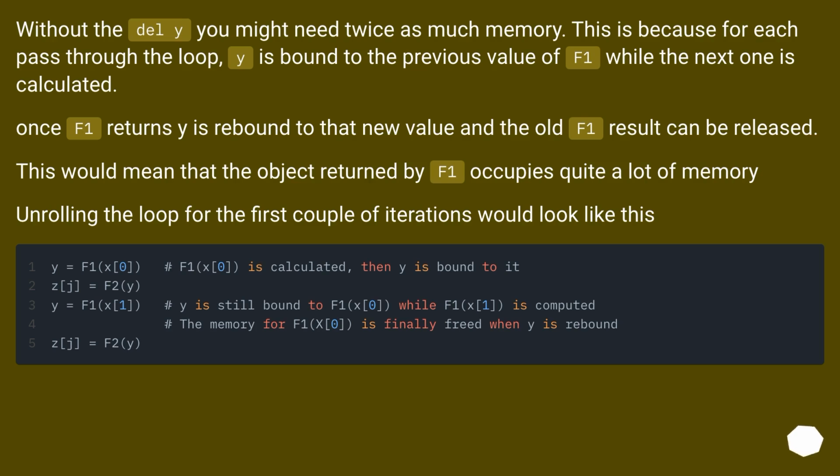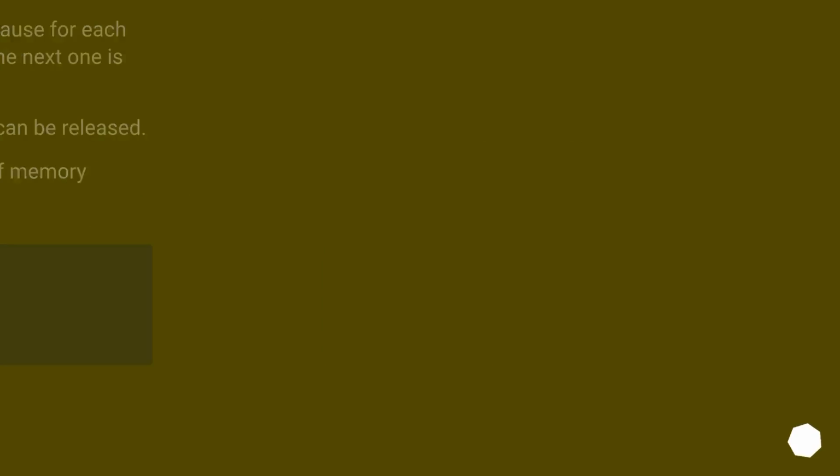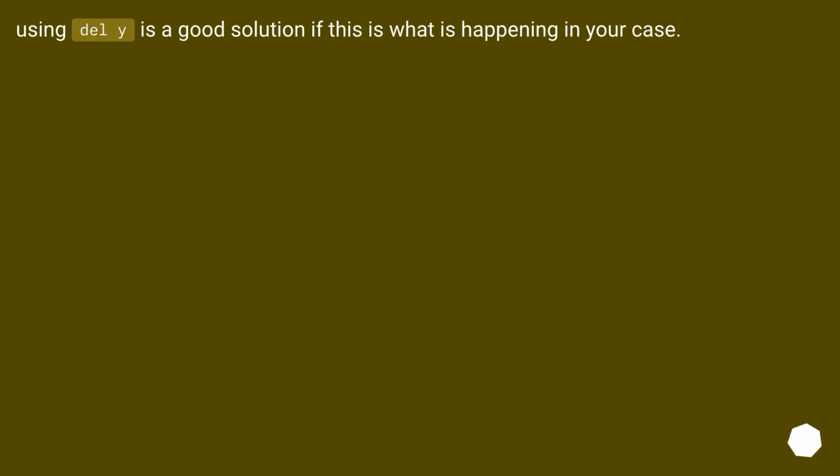Unrolling the loop for the first couple of iterations would look like this. Using del y is a good solution if this is what is happening in your case.